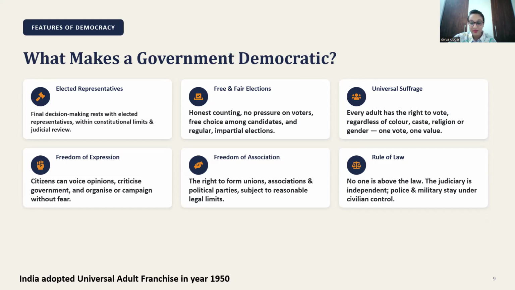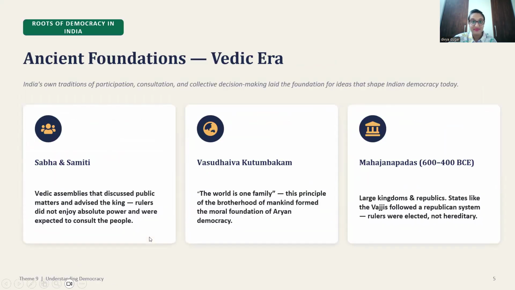Okay. Now, I'll take you all to the next slide. Now, students, the roots of democracy in India. Democracy was not something that started when India got independence, nothing like that.